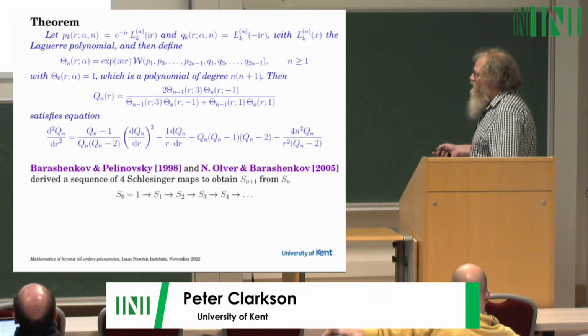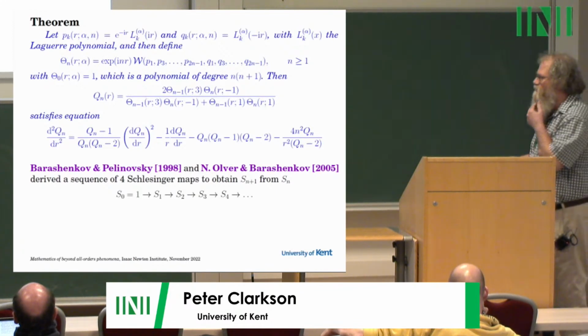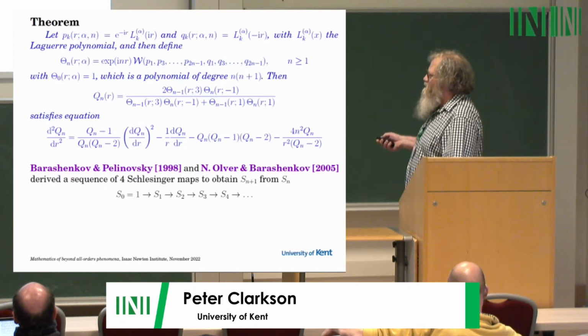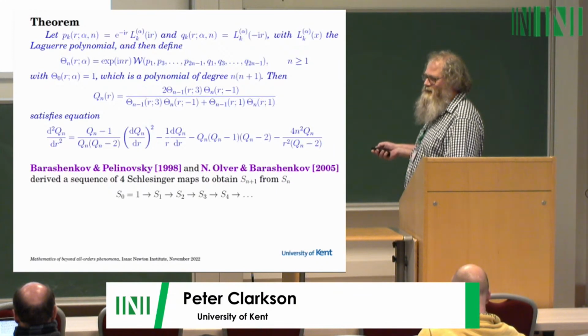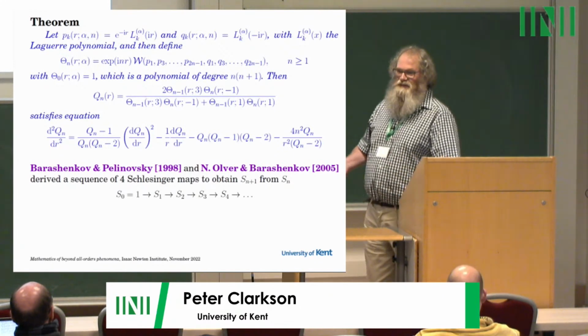Now, a number of years ago, there had been written a way of actually getting these solutions, but you had to do 4 Schlesinger maps to obtain Sn plus 1 from Sn. So trying to work up the hierarchy like this was going to take a long time, whereas now I can go all the way just in one go.